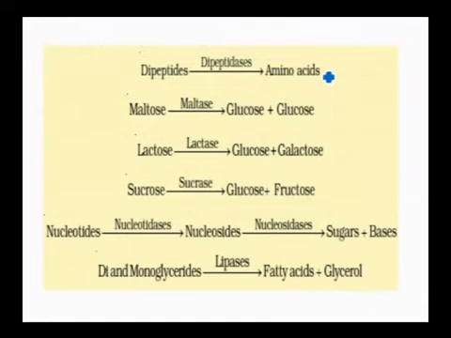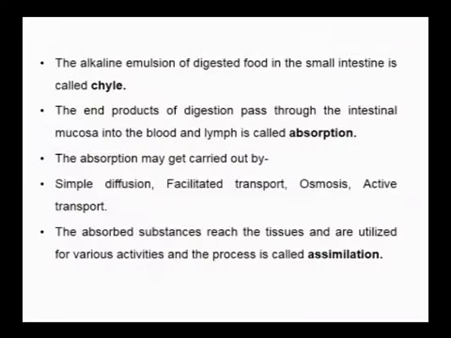At the end products of digestion, the proteins are converted into amino acids, the polysaccharides have been converted into glucose, and the lipids are converted into fatty acids and glycerol. The end products of digestion are in a diffusible state. The alkaline emulsion of the digested food in the small intestine is called chyle.